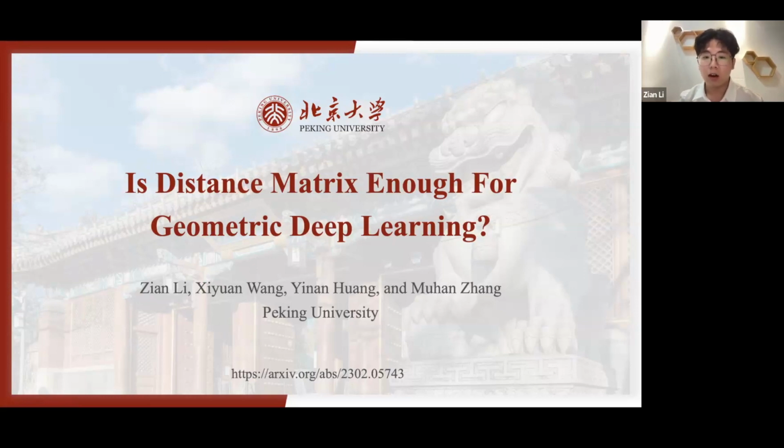Its name is "Is Distance Matrix Enough for Geometric Deep Learning?", and it aims to answer a basic question: what is the potential of models that use the most basic invariant geometric feature, distance, as input, and can we design models based on distance to achieve completeness and universality? The authors include me, Xiyuan Wang, Yinan Huang, and Professor Muhan Zhang, and the work was done at Peking University. So let's begin.